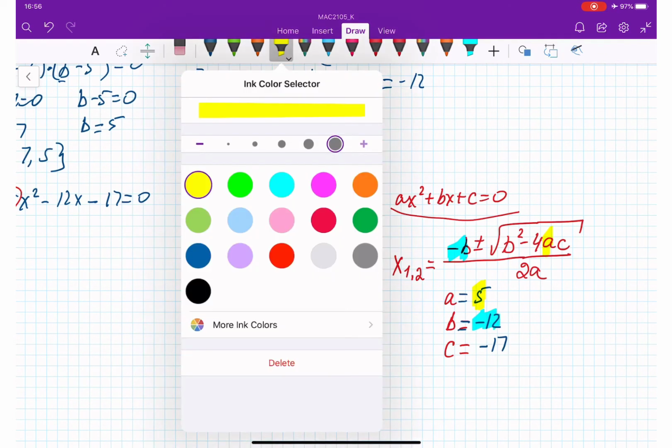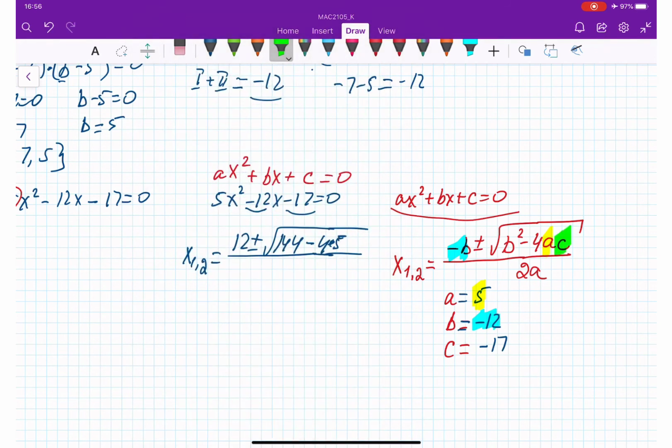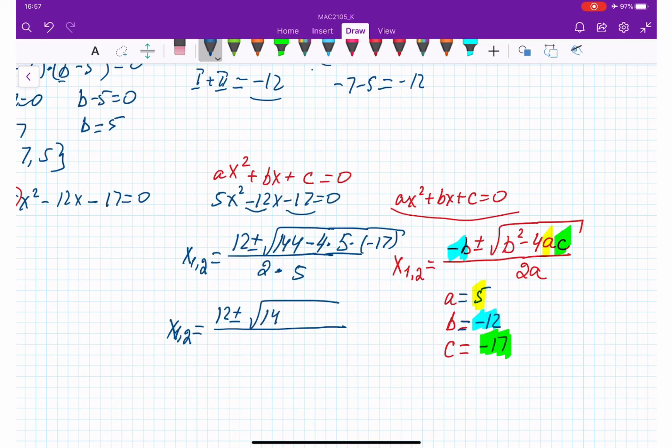c is negative 17. So let me write clean: 4 times 5 and then times negative 17, and divided by 2 times a. My a is 5, right? Okay, so let's solve it. x1,2 is equal to 12 plus minus square root of 144. So we have negative and times negative, so we get positive. 4 times 5 is 20, and times 17. 20 times 17 is going to be 340. And divided by 10.